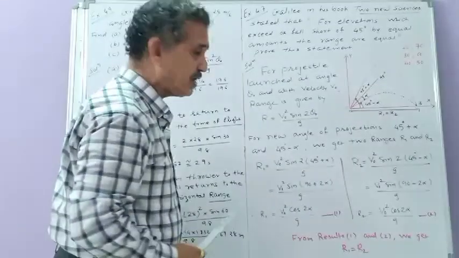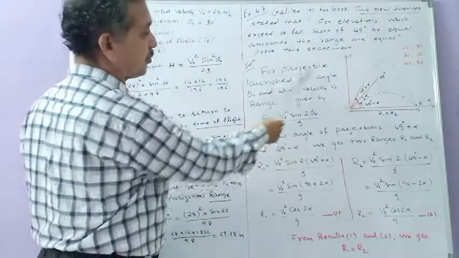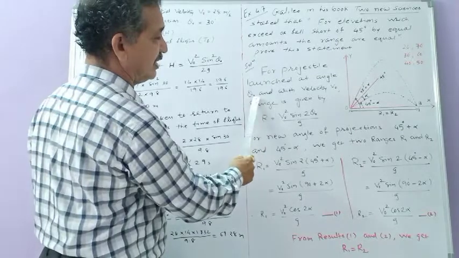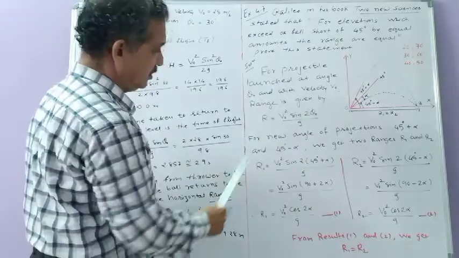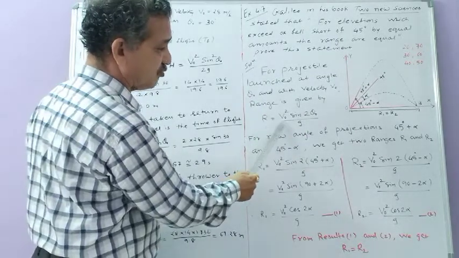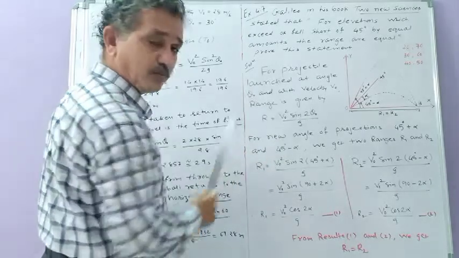अब वो आपको प्रूव करनी है, तो कैसे प्रूव करेंगे? For projectile launch at an angle θ0 and with velocity v0, range is given by R = v0² sin 2θ0 / g.